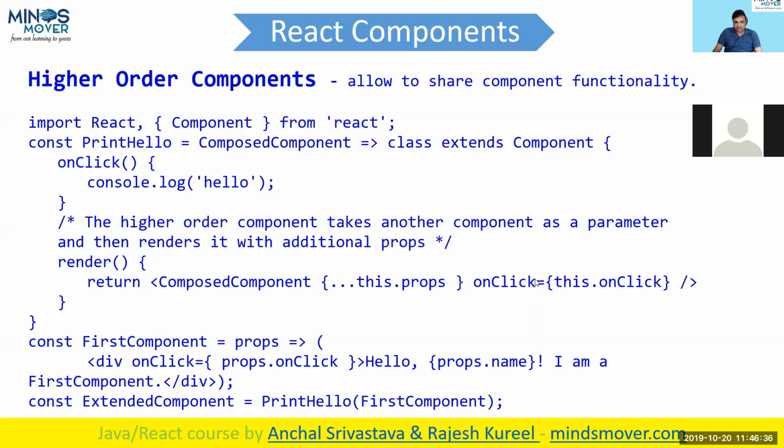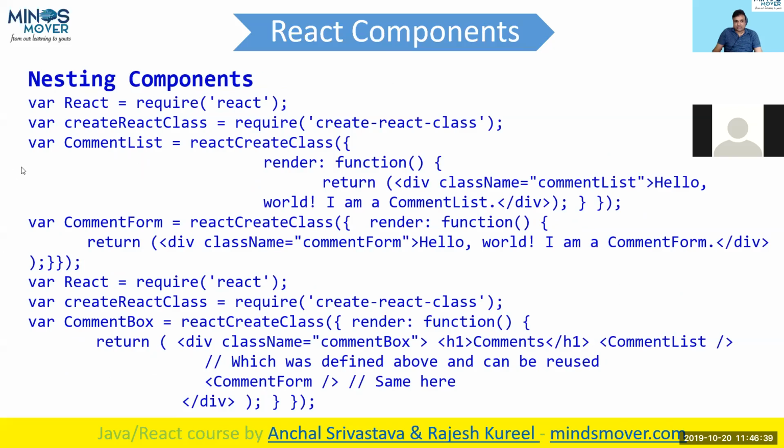Next one is nesting components, meaning you can nest one component within another component. There are several ways to do it, which I will discuss. First one is common nesting: you have two components, comment list and comment form, and then another component, comment box, which contains both. So comment box is formed of two existing components. That's why it's called nesting, one component within another component.